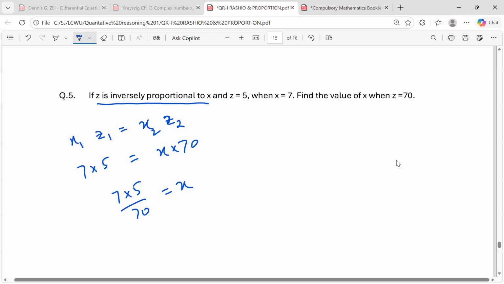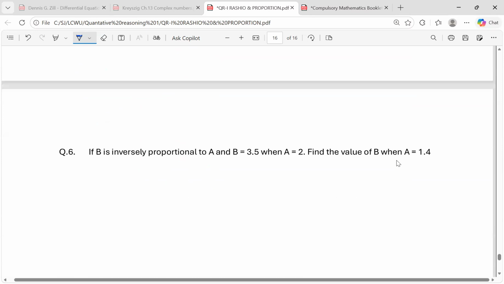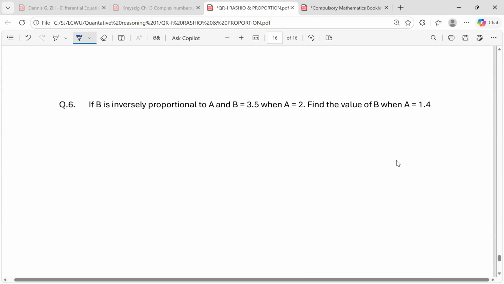It is 35 by 70, which means 1 by 2 is equal to x. This will be the answer. Quite simple. Next, question 6. It is also quite simple.